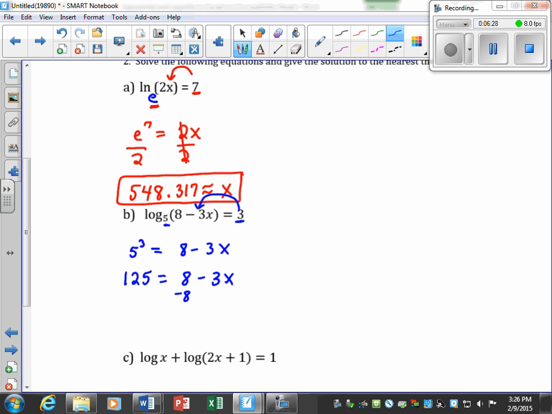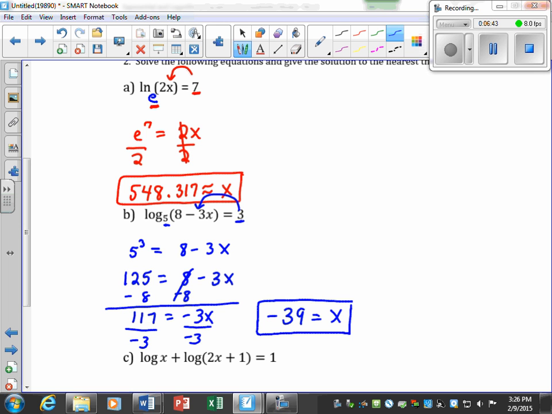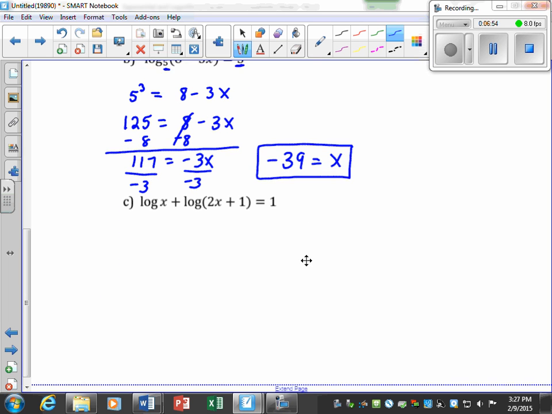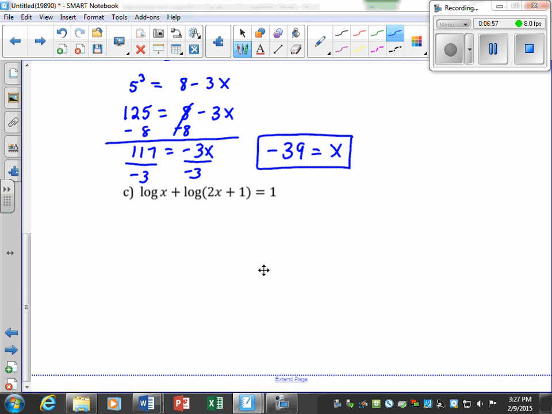So if we were solving to get x by itself, I'm going to get 117 is equal to negative 3x, and then we divide both sides by negative 3, and negative 39 is equal to x. So basically, when we have one logarithm on this side, we're going to change it from logarithmic to exponential form and then solve. I want you to look at C, and there's a log plus a log.